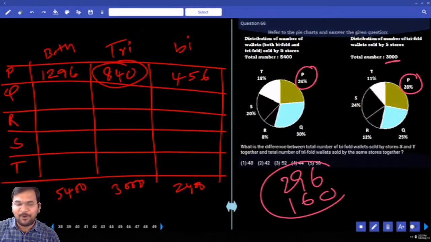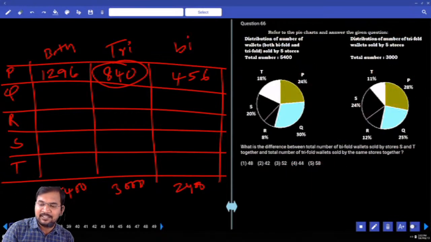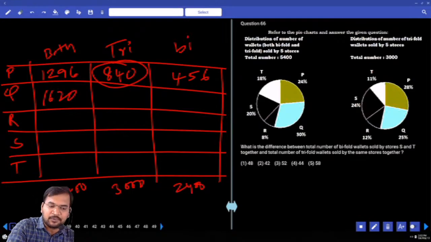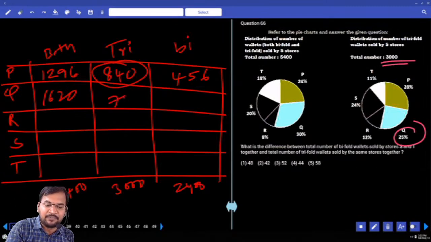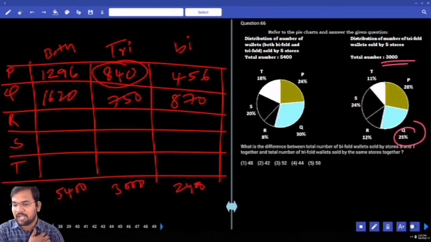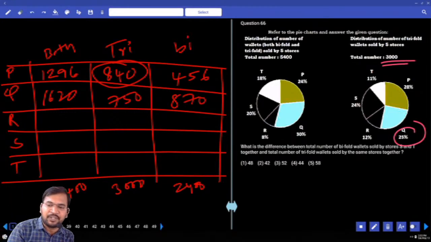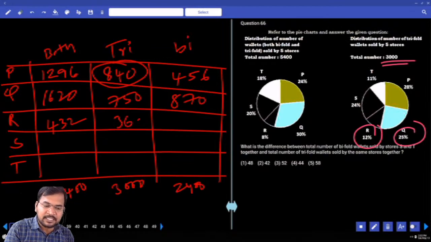Clear? Next, Q is 30%. 30 into 3 into 54, 162, 1620. Here 25%, 750. 250 plus 620, 870. Next R 8%. 8 into 54, 432. Here 12%, 12 threes, 360.